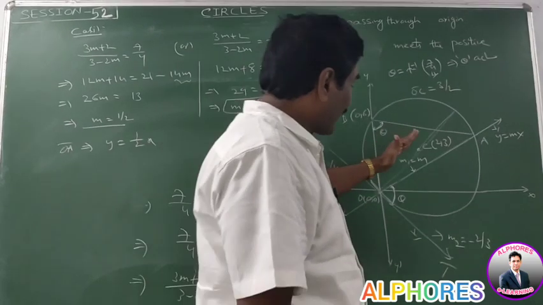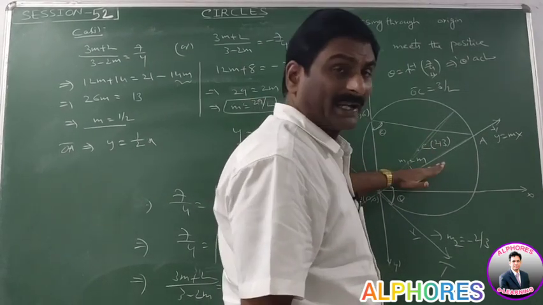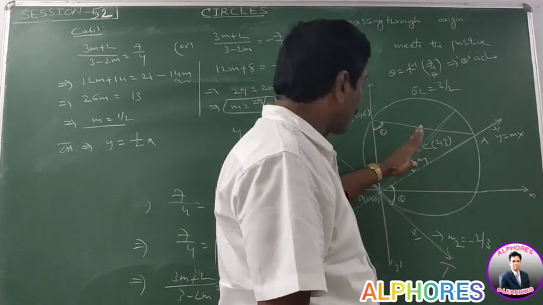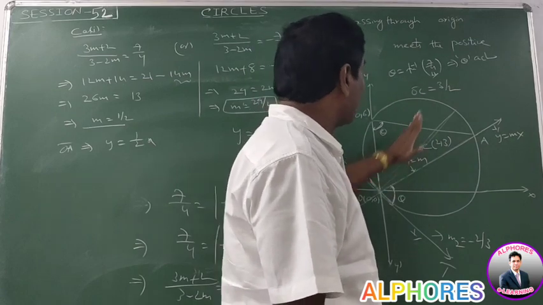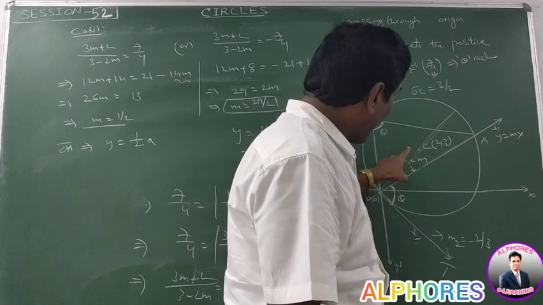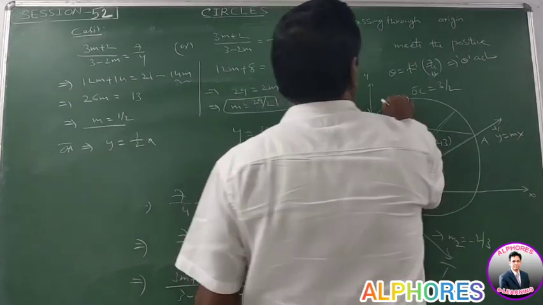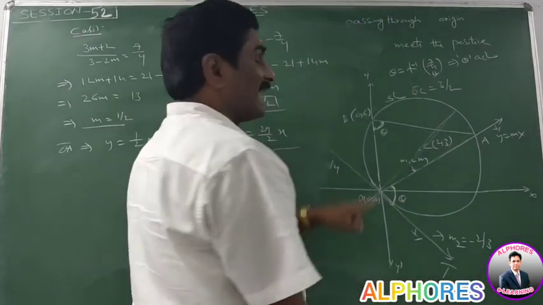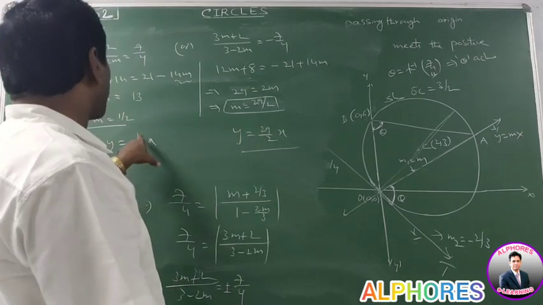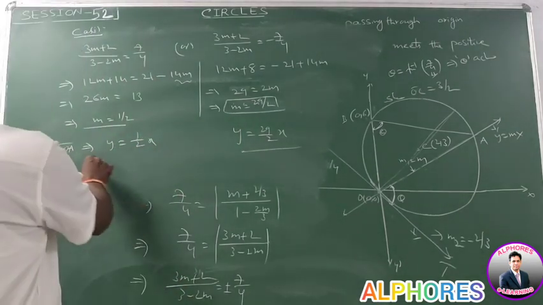That means the required chord must be below this diameter. Suppose the chord OA is above this diameter, that angle is an obtuse angle. Here it is an acute angle. So the slope of OA is less than the slope of OC. Slope of OC is equal to 3 by 2. That means less than 3 by 2 is the correct answer. Which is less than 3 by 2? 29 by 2 is more than 3 by 2. 1 by 2 is less than 3 by 2. So the correct answer is y is equal to 1 by 2 x.